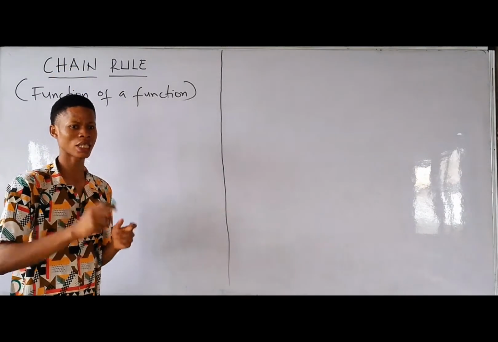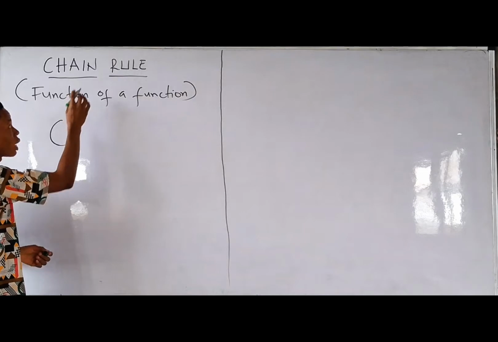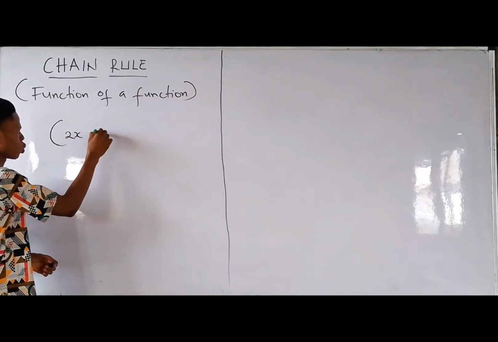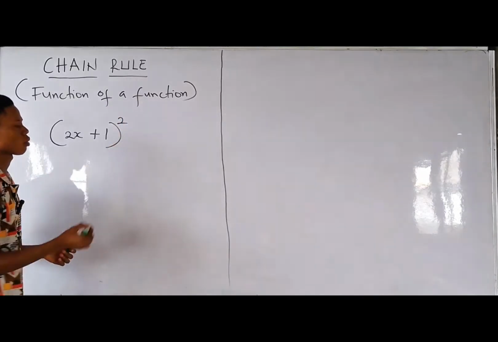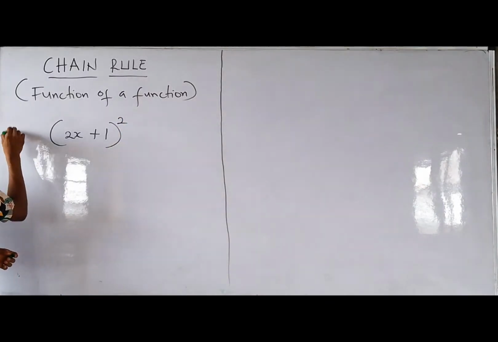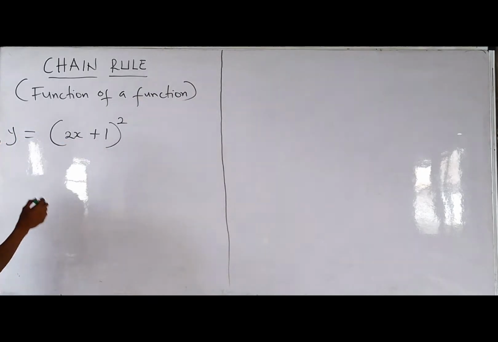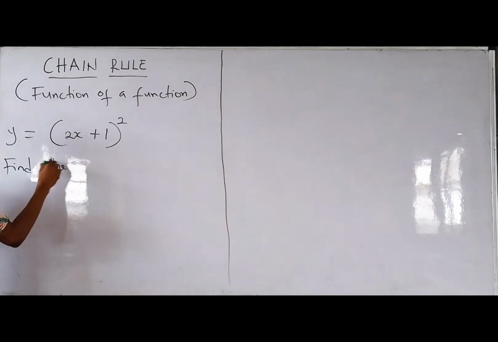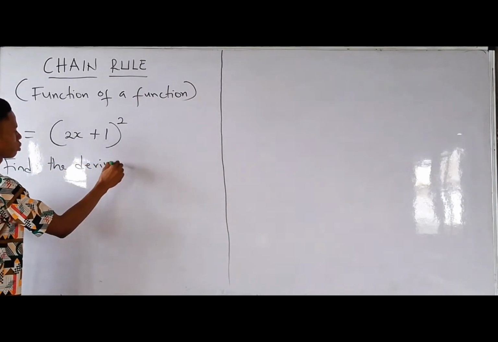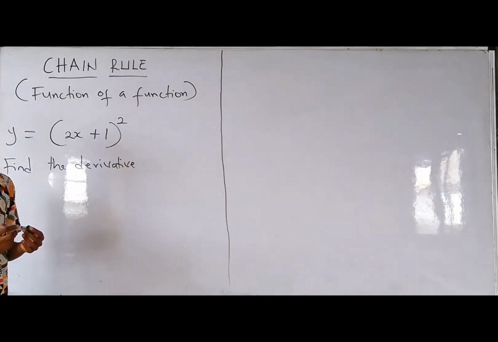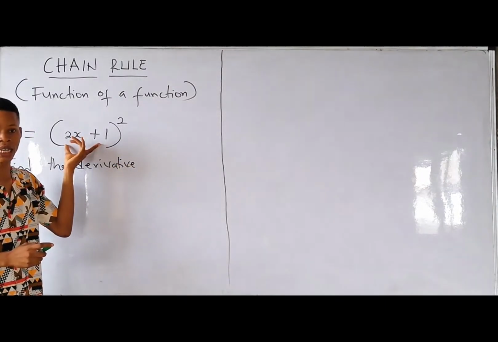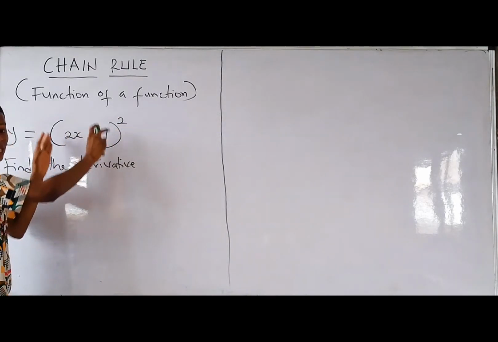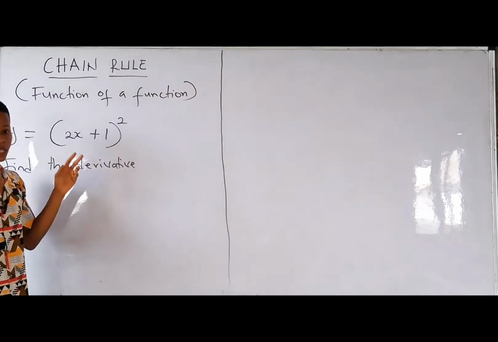Now, before we look at that, let's take an example. If you have something like this, 2x plus 1 all square, and you are asked to find the derivative, it will be very easy for you to expand this bracket and differentiate, right? Is it not? Since this is raised to power 2, it will be very easy for you to expand this bracket and find the derivative.